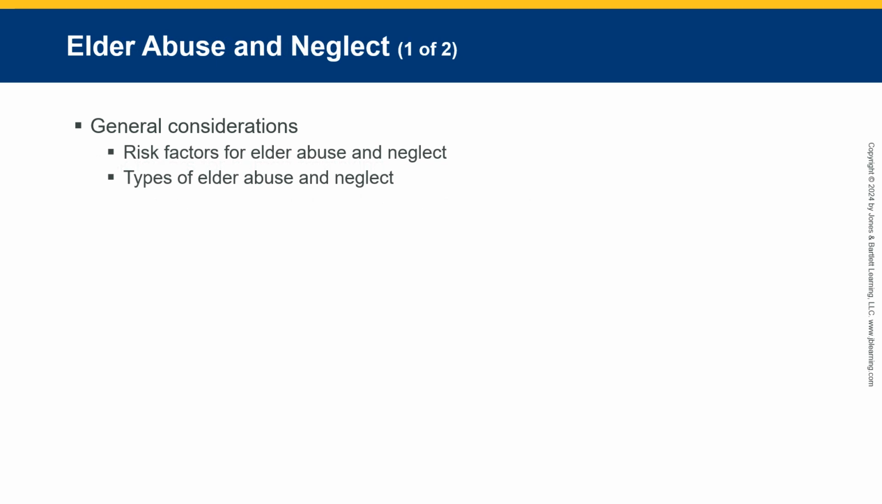Now we're going to move on to elder abuse and neglect. So, general considerations. Globally, 1 in 6 in the community setting reports abuse and neglect. Victims of elder abuse are more likely to die prematurely and have greater risk of morbidity and hospital admission. Risk factors include being female, cognitive impairment, functional impairment, depression, social isolation, and living alone. Types of elder abuse and neglect: you have physical, psychological, financial, and sexual.